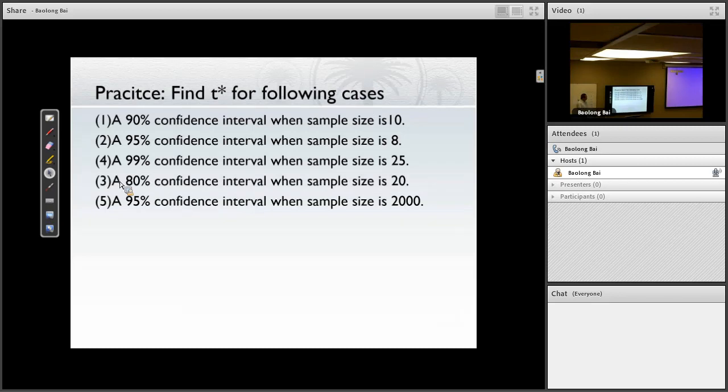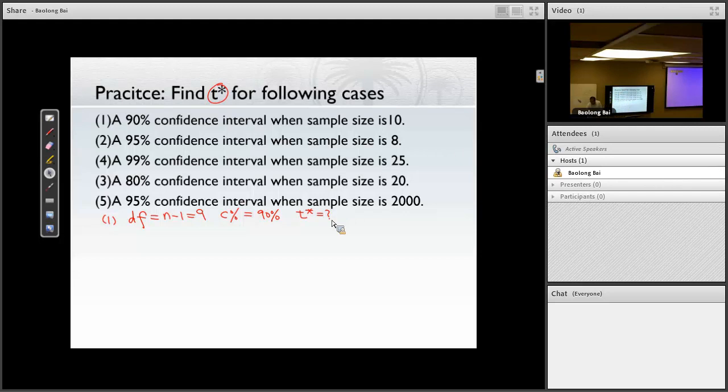Right. So like I mentioned earlier, the critical thing in t-confidence interval is how do we find the t star level, right? Okay, so we're going to practice real quick. How do we find different t star levels for different problems here? So for example, in the first, we have 90% confidence level when the sample size is 10. So then, very easy. The degree of freedom will be sample size n minus 1, which is 9. And then the confidence level is 90%.